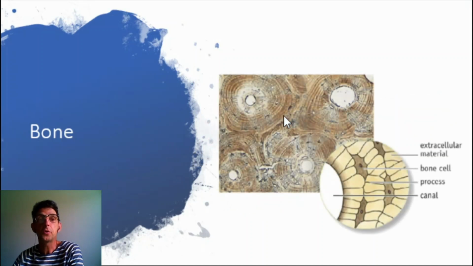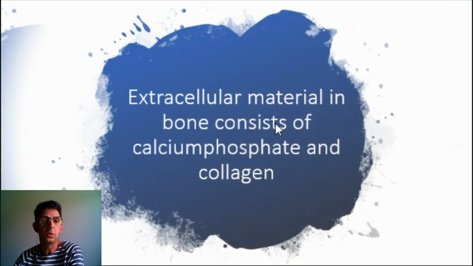If we do a cross-section of a bone, we can see those circles with a canal in the middle, and we also find the cells here, and between the cells we find the extracellular material. The extracellular material in bones actually consists of two things: calcium phosphate, which makes it strong, and collagen, which makes it a bit flexible. Otherwise your bones will break very quickly. Let's have a close look at that.